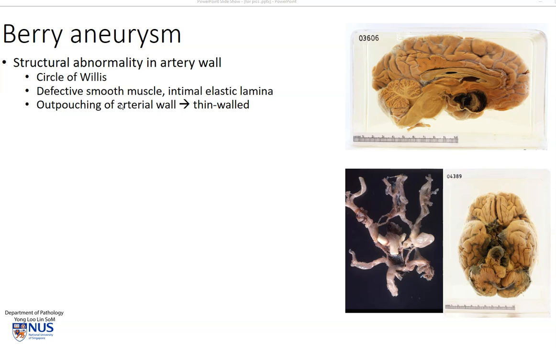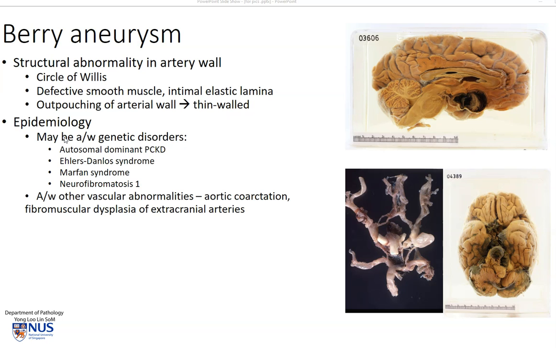Berry aneurysms arise from structural abnormalities in the walls of the arteries, and they most often occur in the region of the circle of Willis. So there is a defective smooth muscle layer as well as intimal elastic laminar layers, and therefore this gives rise to outpouching of the arterial wall, and this abnormal area is very thin-walled.